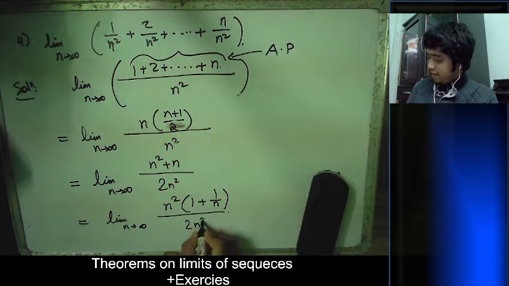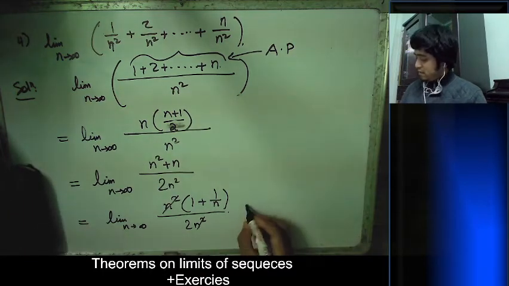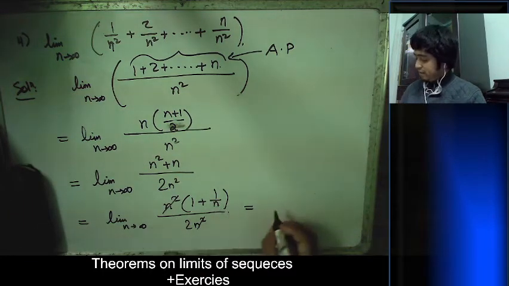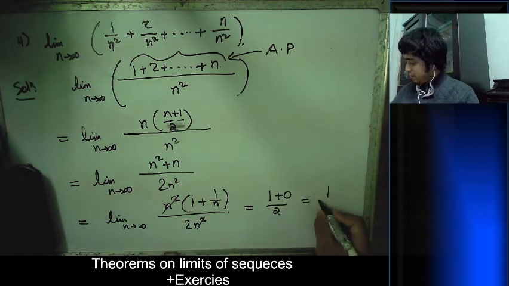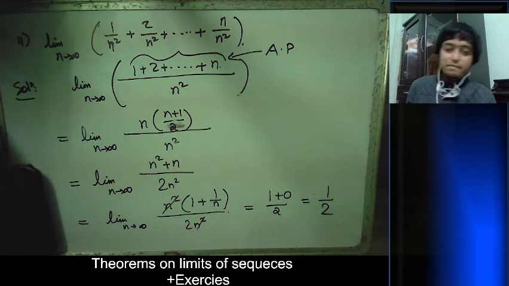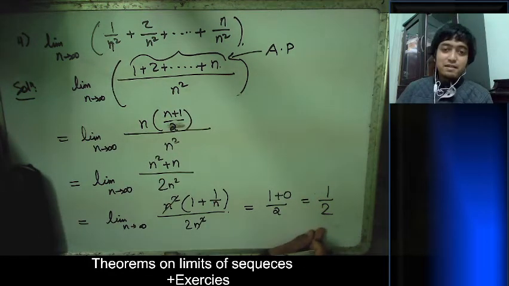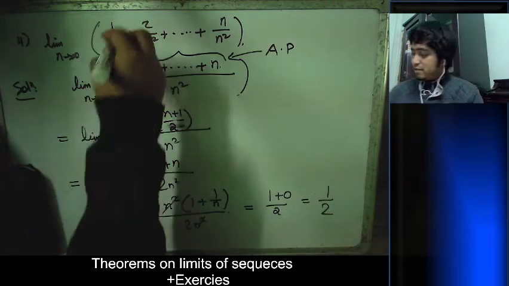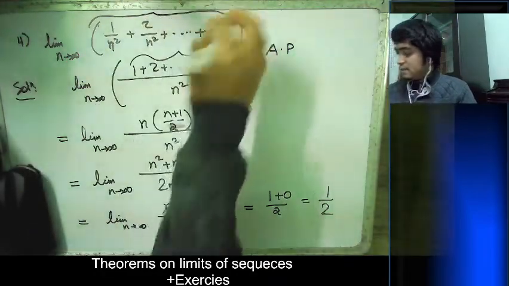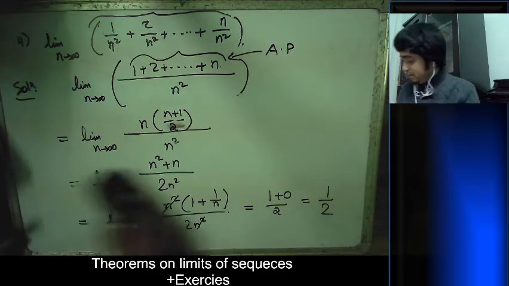by 2n squared. n squared and n squared will get cancelled. So you'll be having, if you put n equal to infinity, 1 plus 0 upon 2, which is equal to 1 by 2. So again, it is still convergent, because it has a finite limit. So this sequence is convergent. It converges to the limit 1 by 2.